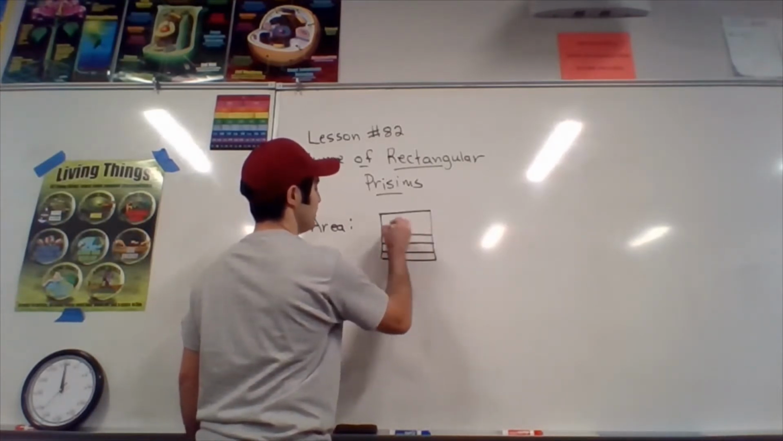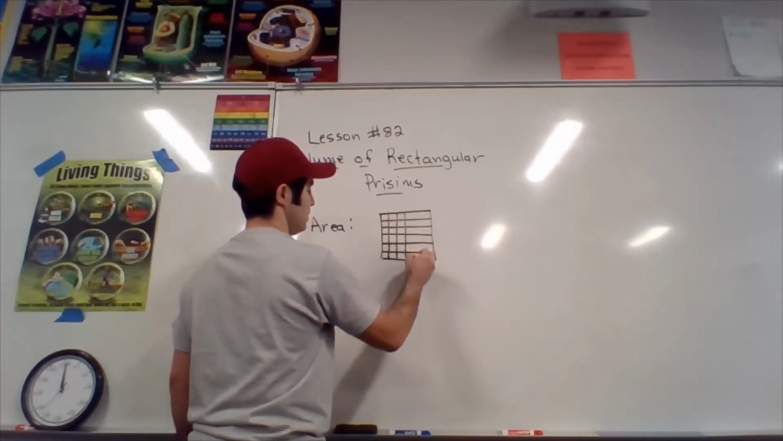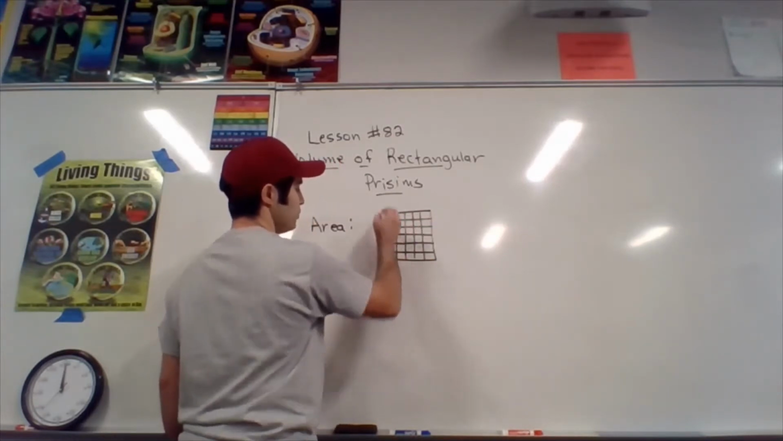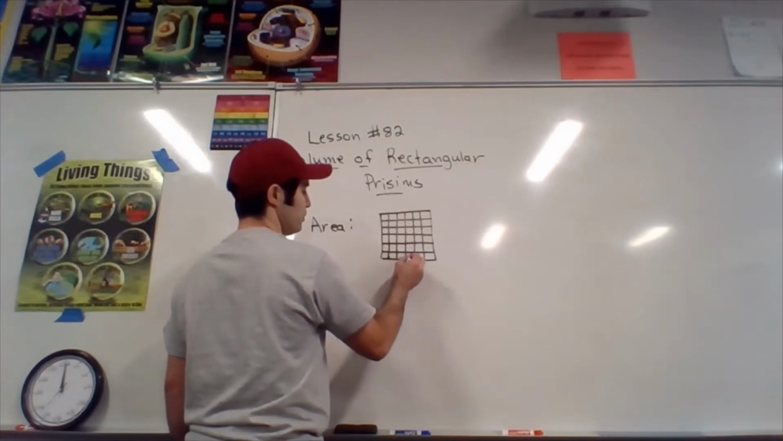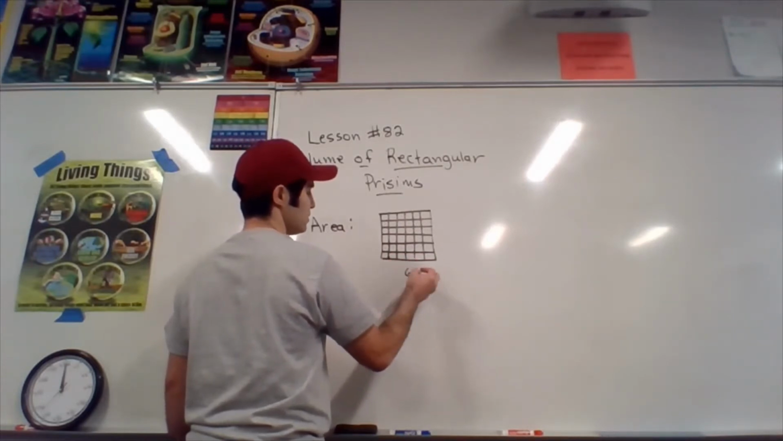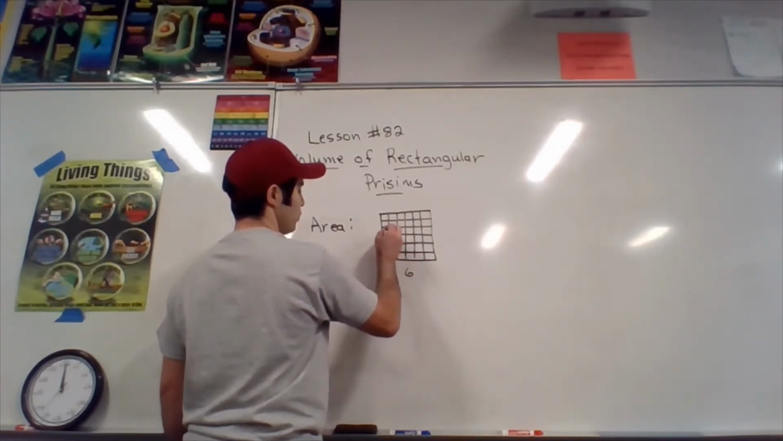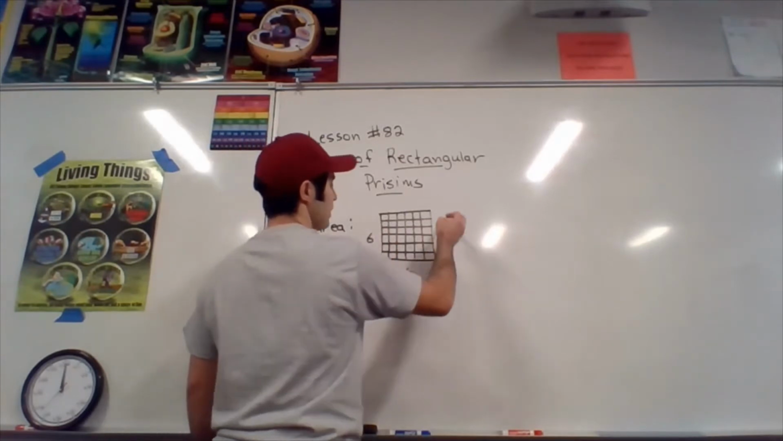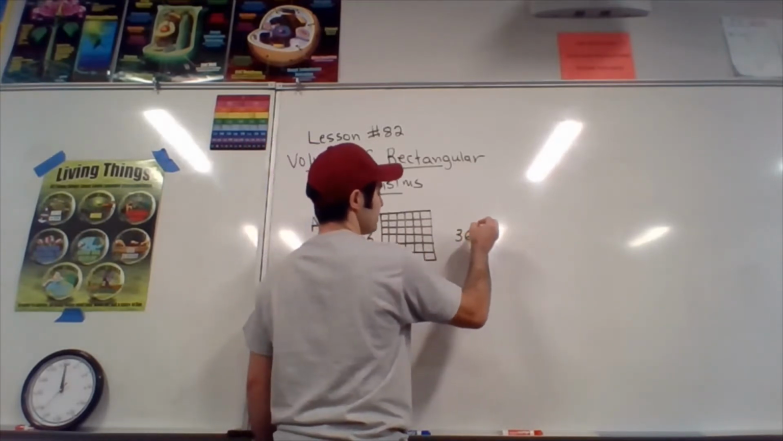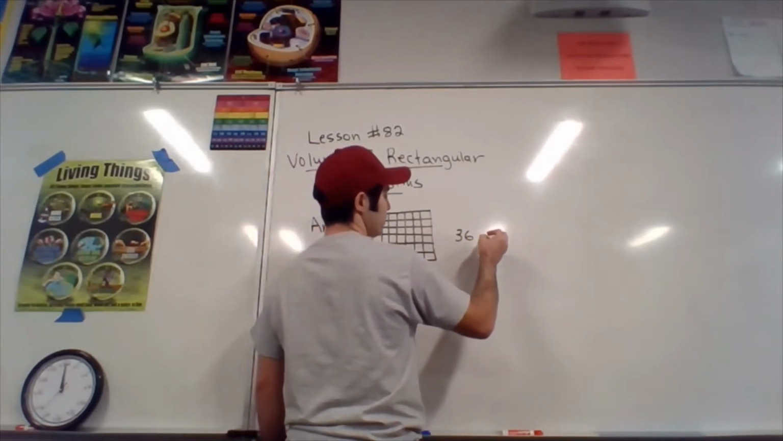So if I drew something like this, how many squares? Well, let's count. 1, 2, 3, 4, 5, 6. That would be 6 squares. 1, 2, 3, 4, 5, 6. 6 by 6, so the area would equal 36 square units.